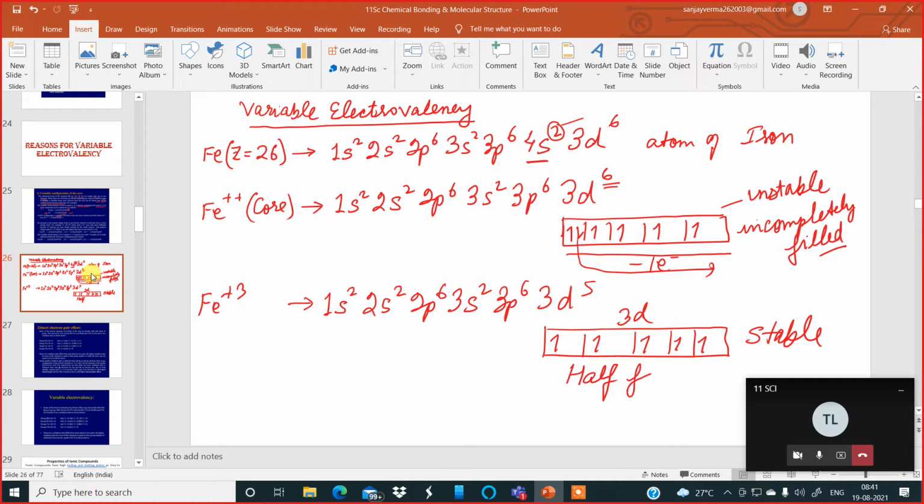I mentioned in the previous chapter that half filled and completely filled orbitals are more stable than incompletely filled orbitals. So that is the first reason for a metallic element to exhibit variable electrovalency. Here we can see the two valencies are Fe plus 2 and Fe plus 3. So this is the explanation by taking the example of iron atom.